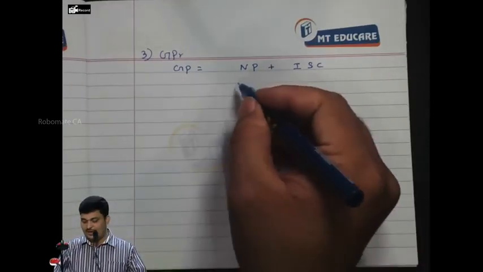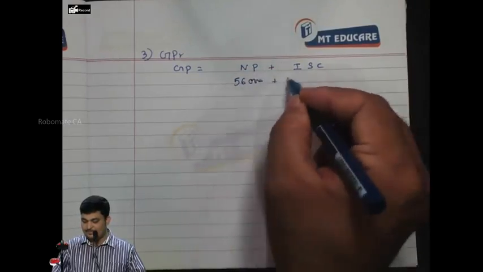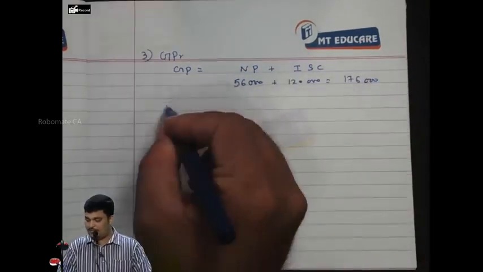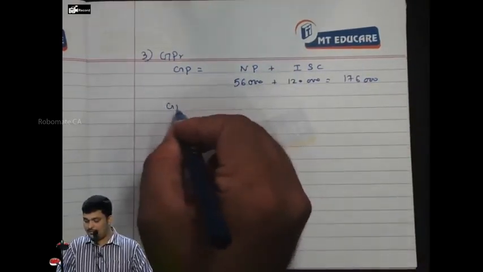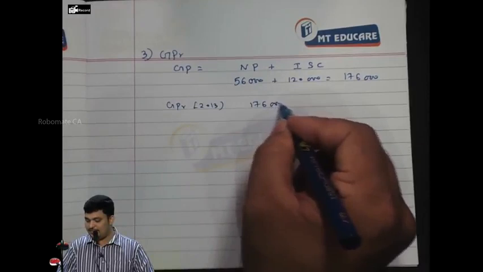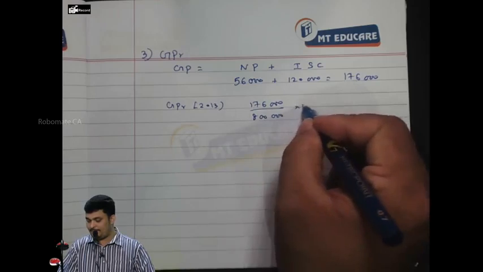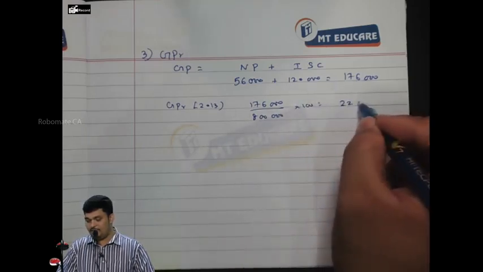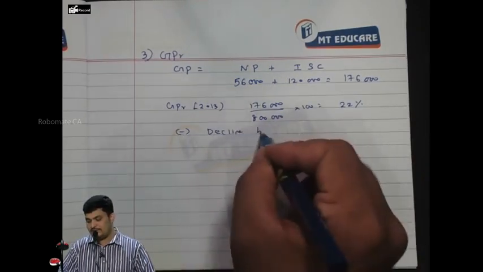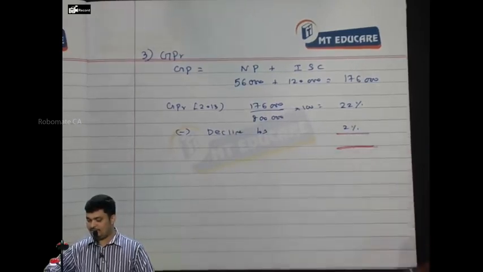So which means net profit, how much? 56,000. 1 lakh. So gross profit ratio of 2013, 1,76,000 by 8 lakhs. How much? 22. Less decline. Decline is there for both. Decline by 2%. This is 20%.